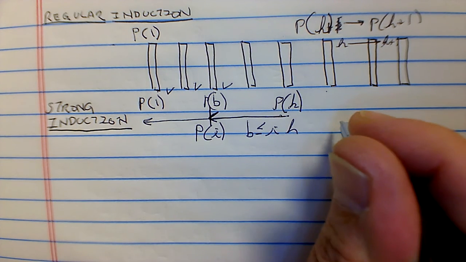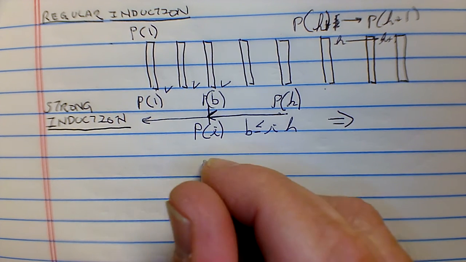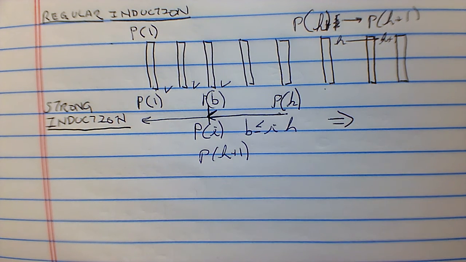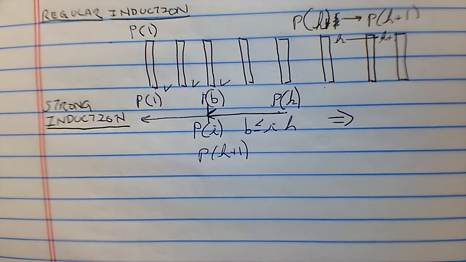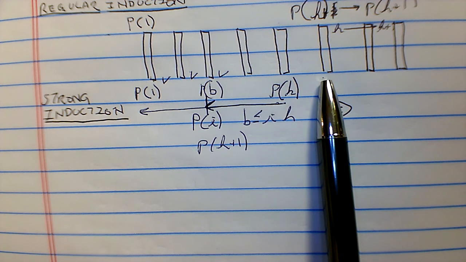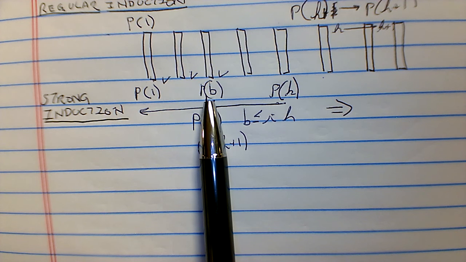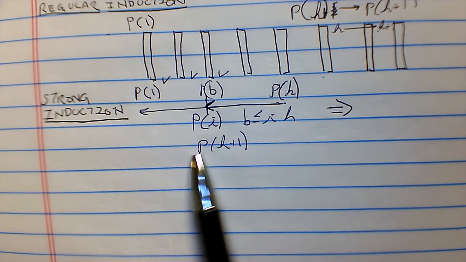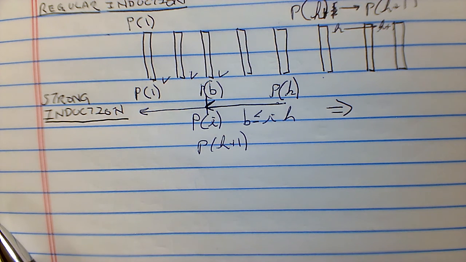If we assume that, then we're going to say that the next one, p of k plus 1, is also true. So this is a little bit different than regular induction because we have several basis steps. And instead of only assuming that one thing is true, we're going to have to assume that this property is true for everything back to the last of the basis steps. Then it'll be true. If we can then show that it's true for the next one, we will assume that it's true for all of them.